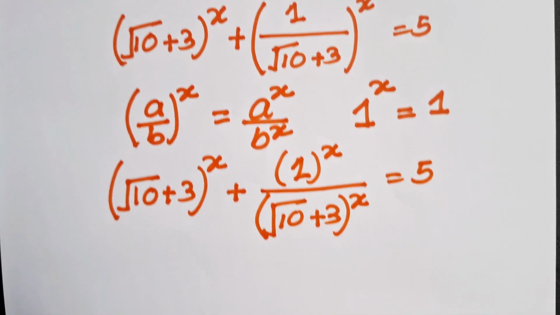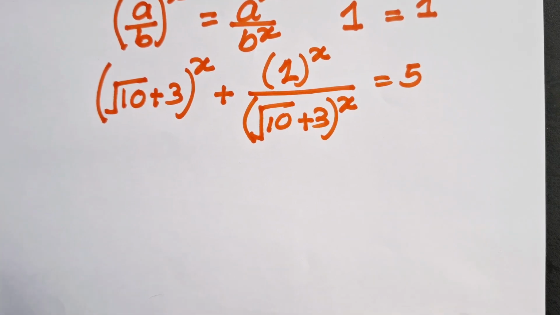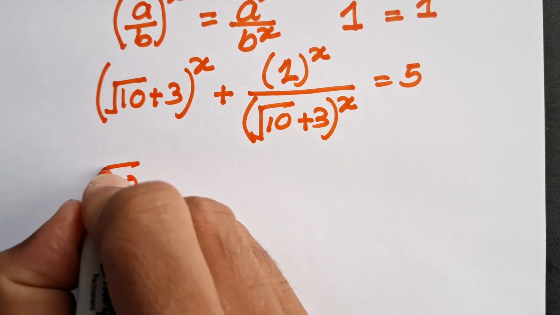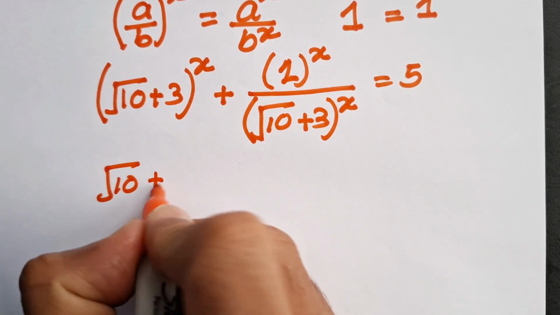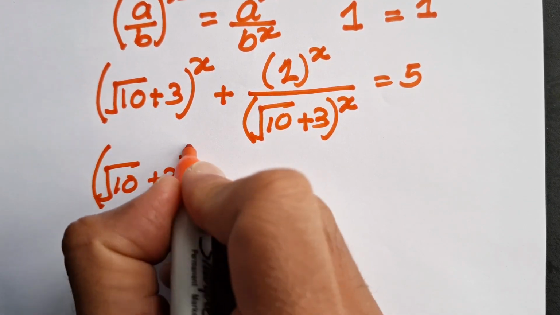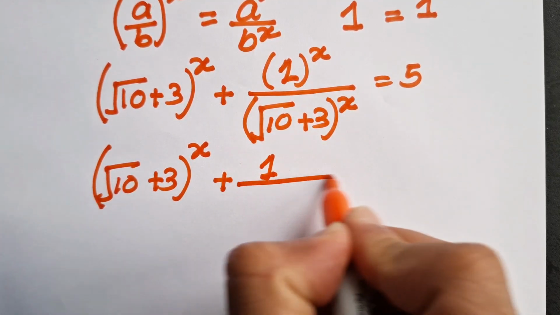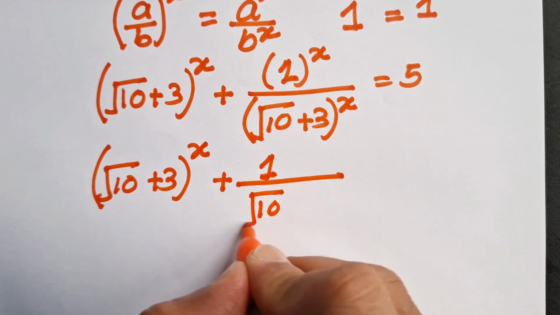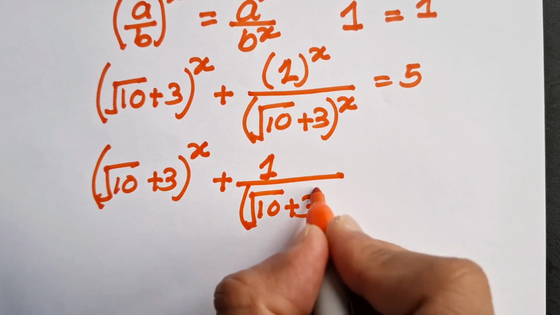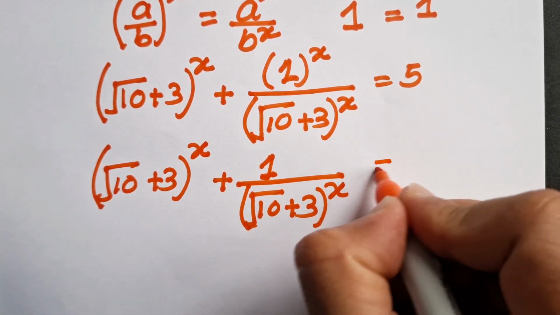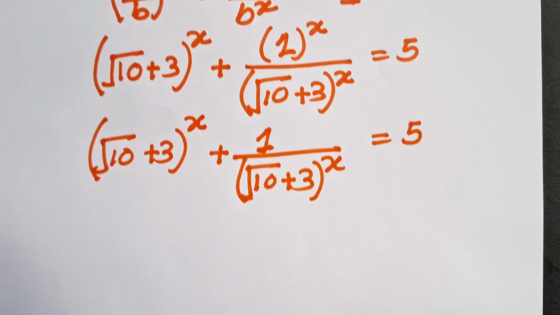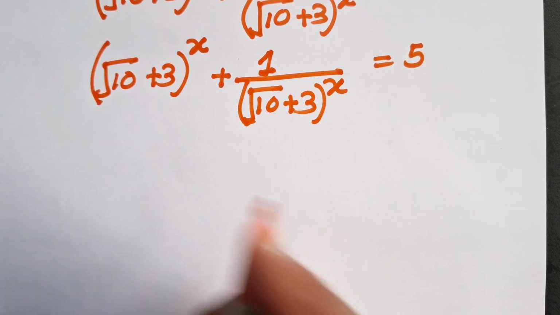So we know that 1 to the power of x is equal to 1. Therefore, we will have (square root of 10 plus 3) to the power of x plus (1 over square root of 10 plus 3) to the power of x is equal to 5. So now you know what to do.